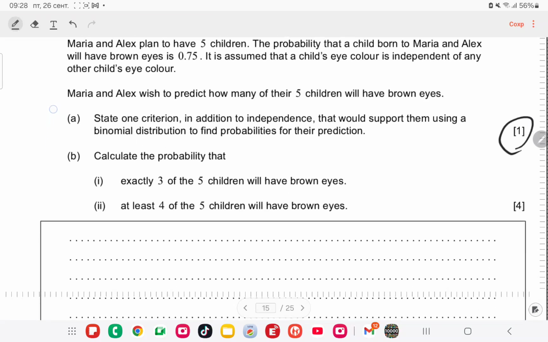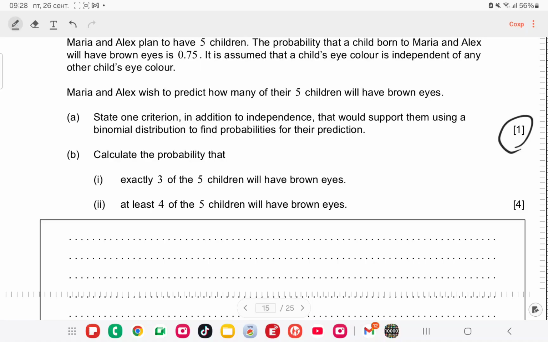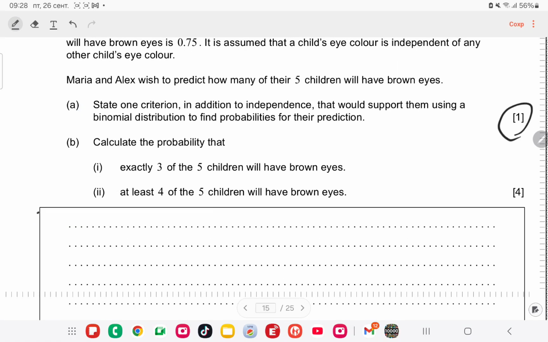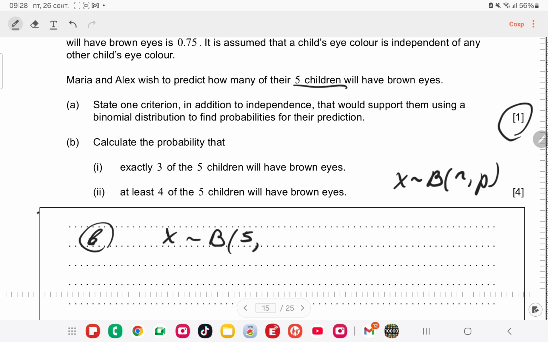Now let's turn to part B. We just understood that it is a binomial distribution, and let's state our distribution using the special symbols of binomial distribution. So let's say that X is the number of children with brown eyes. So X is distributed binomially with n and p. As you remember, binomial distribution n and p. So n is the number of trials and p is the probability of each trial. So here the number of trials is 5, and the probability of each trial, we are talking about the brown eyes, is 0.75.